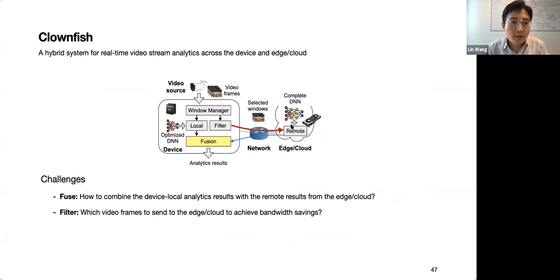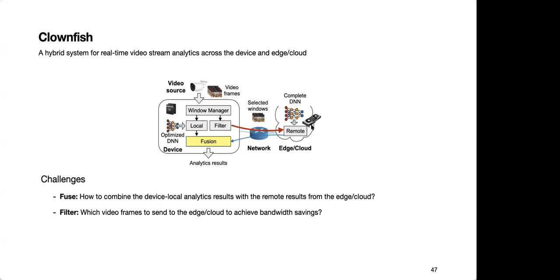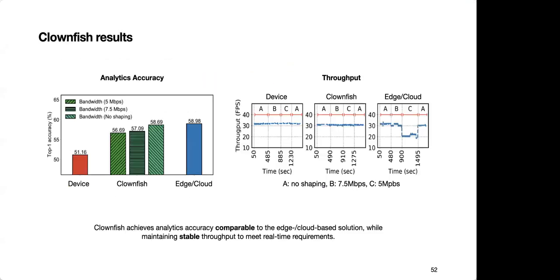So our system is called Clownfish, right? Clownfish is the system we designed, yeah. Oh, but why in the comparison part do you also have Clownfish and the edge and cloud? What's the difference between Clownfish and the edge and cloud?